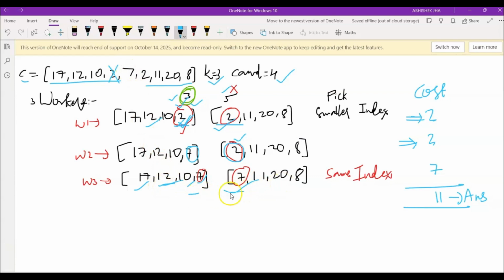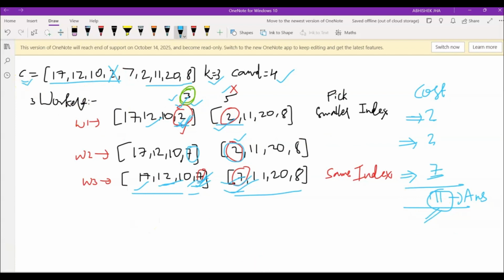So since they share the same cost as well as the index, we'll hire this worker which has the lowest cost in the first group as well and the lowest cost in the second group as well. So the cost for this particular session would be 7. So since we need to return the total cost to hire the k workers, the total cost here would be 11. So for this given example, our answer would be 11.